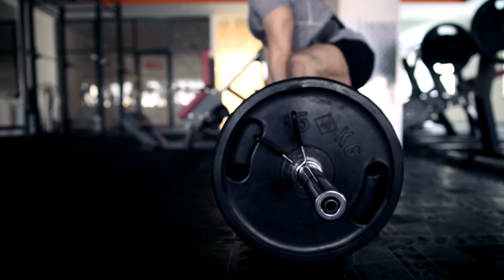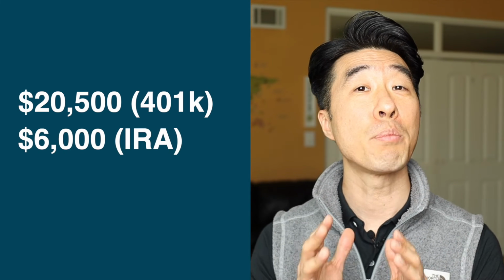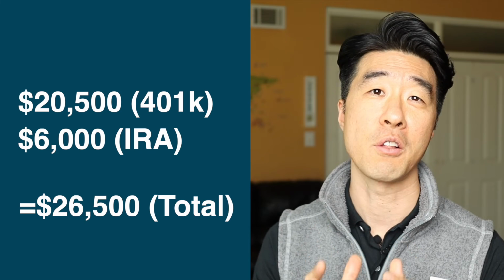So if you're hardcore, in 2022 you can essentially max out your 401k and another $6,000 with your IRA. You could be putting $26,500 into the market annually, and double that if you're married.